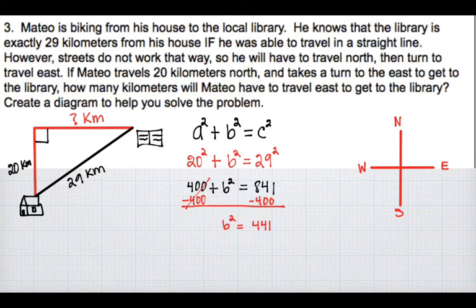So I have to take B squared and turn it into B. Well, how do I go from B squared to B? It's almost like unsquaring, right? Well, we don't call it unsquaring, we call it square rooting. So I have to square root this side. But the moment I do that to one side, I got to do it to the other side of the equation. So I'm going to square root this side as well. So the square root of B squared becomes B. The square root of 441 becomes 21. And this is what I need. So Mateo travels 20 kilometers north, but he travels 21 kilometers east.